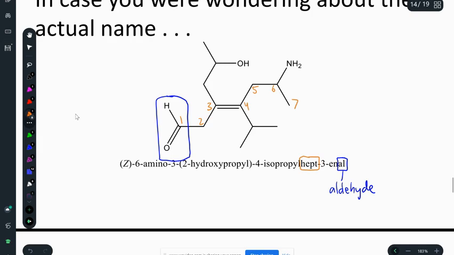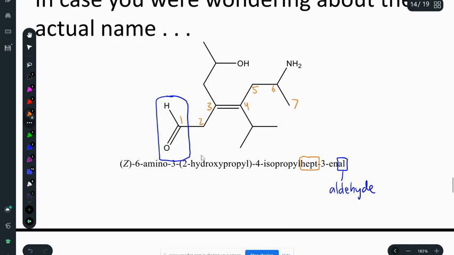You might say, well, there is a longer chain if I start up here and number 1, 2, 3, 4. That's true, but there is a rule that if you have an aldehyde, out of all these functional groups, that would get priority, and you want your principal chain to include the aldehyde. So you choose the longest chain that includes the aldehyde.